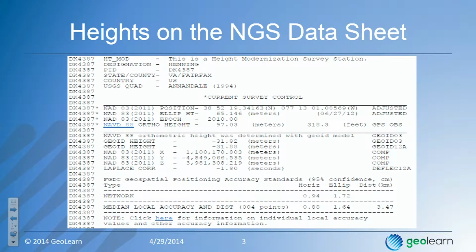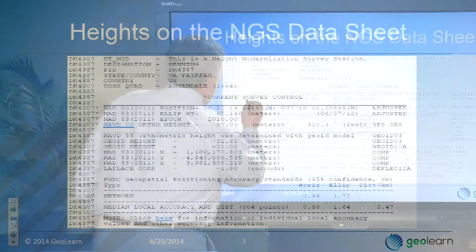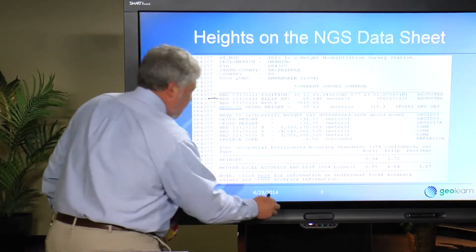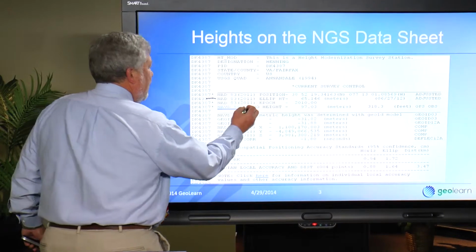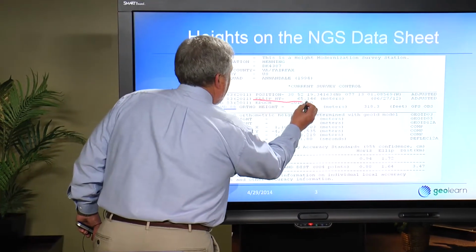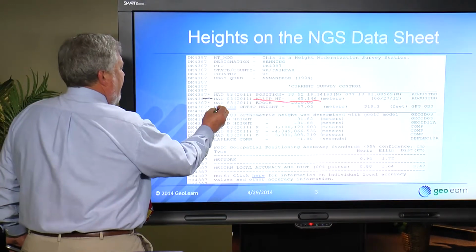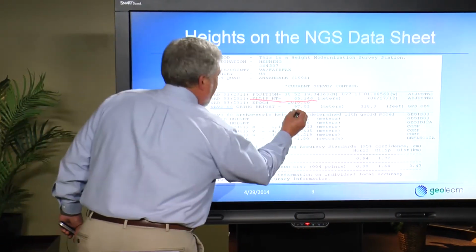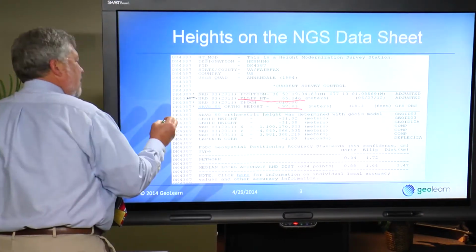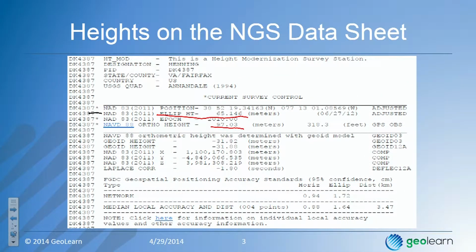Now, if you notice, there are several heights on this NGS data sheet. First, we have an ellipsoid height, and let's do this in red. And it has a certain value. There's an NAVD88 vertical datum orthometric height. There's a geoid height. Well, what is that? That's part of a hybrid geoid model. It's actually a separation from the ellipsoid that we use. And if you notice, there's a couple different ones. This one is 03, and this one is 12A.